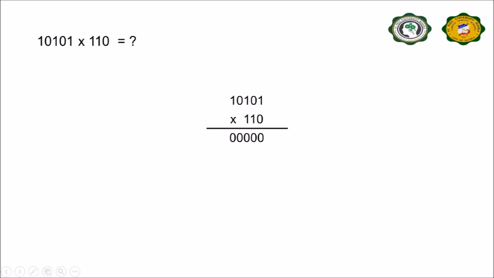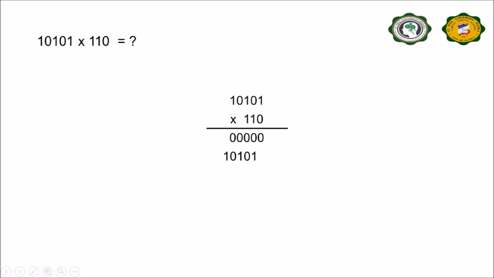Then 1 times 0 is equal to 0. 0 times 0 is equal to 0. 1 times 0 is equal to 0. So the technique here is that if you multiply 0 to any number, the answer will still be 0. Next, we multiply the second number.